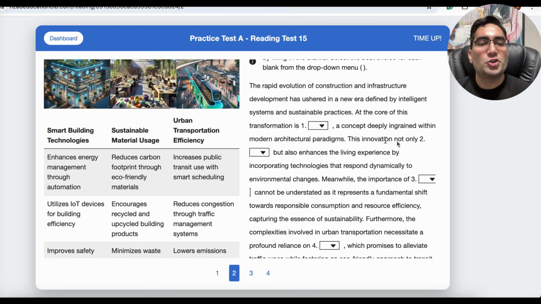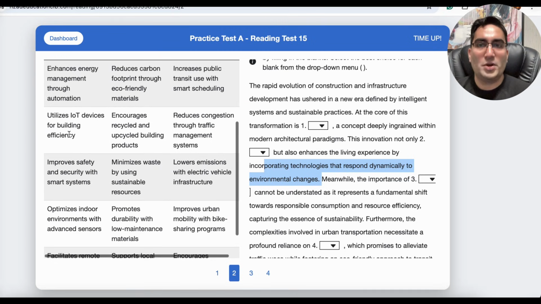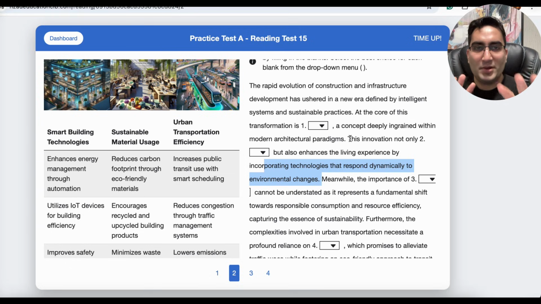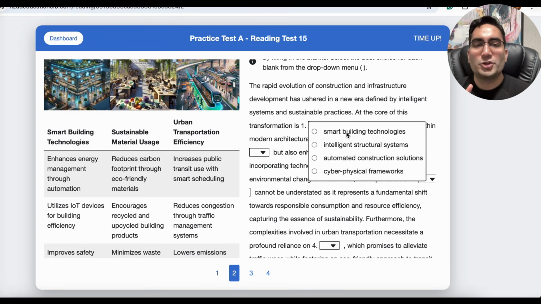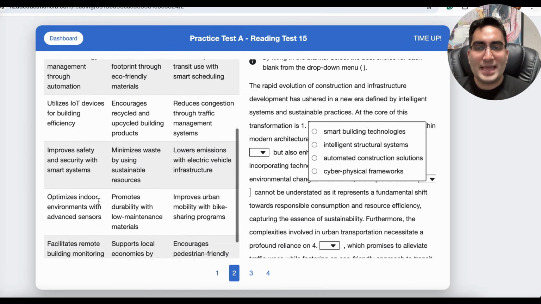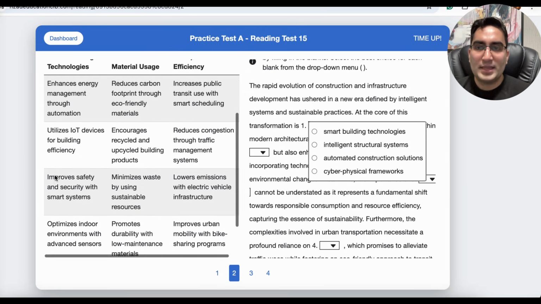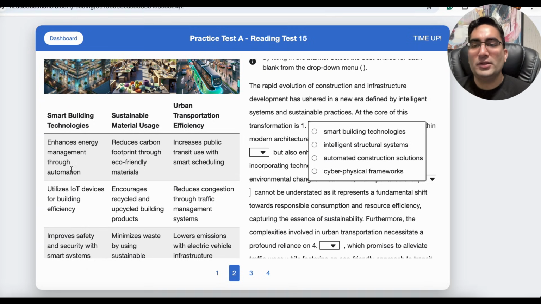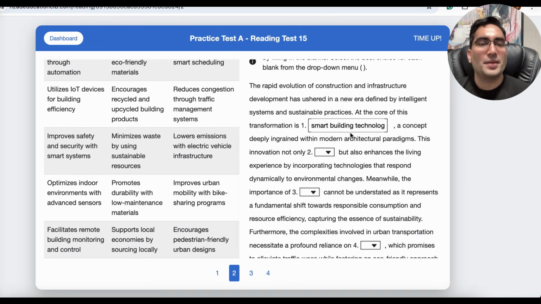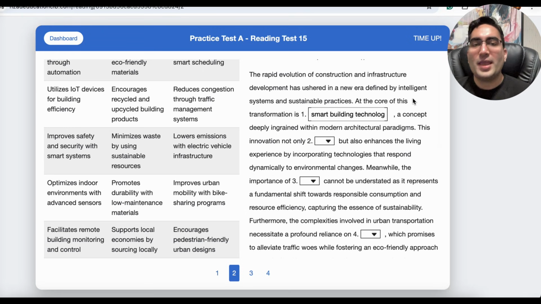Let's keep going. This innovation not only something, but also enhances the living experience by incorporating, okay, there's my idea, by incorporating technologies that respond dynamically to environmental changes. Okay, so we're talking about technologies. That is column number 1. If we're incorporating technologies and we're talking about this concept, that would mean that the first question is smart building technologies. Right there. That is the answer, but just so I can confirm, intelligent structural systems, was that mentioned? No. Automated construction solutions in the same column here? No. Cyber physical frameworks, check this out, not mentioned. Okay, I'm going to keep that answer. And now I'm going to go to question 2 and so on.